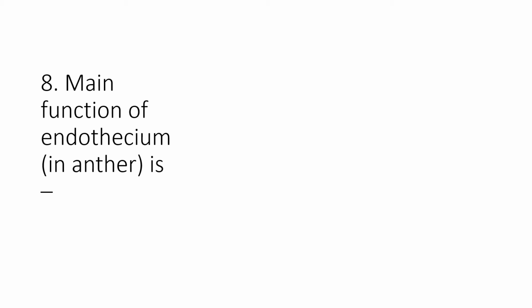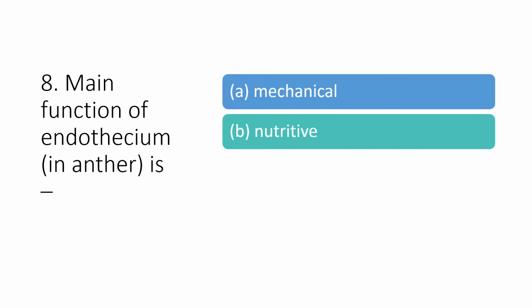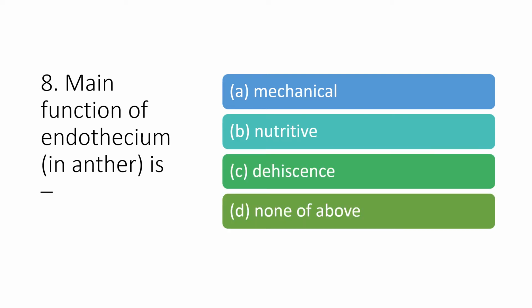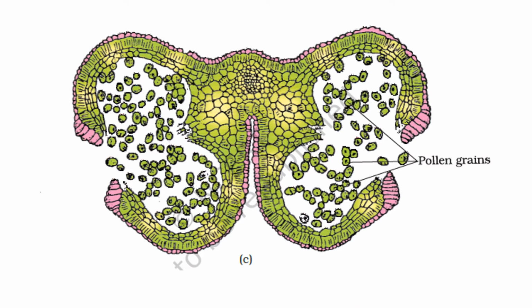Coming to question number 8, what is the main function of endothecium? The options are A, mechanical support, B, nutritive tissue, C, dehiscence, and D, none of the above. So we know the structure of the microsporangium. It consists of 4 wall layers. The outermost layer is epidermis, next to the epidermis is endothecium, next to the endothecium there are around 2 to 3 middle layers, and next to the middle layers the tapetum is present.